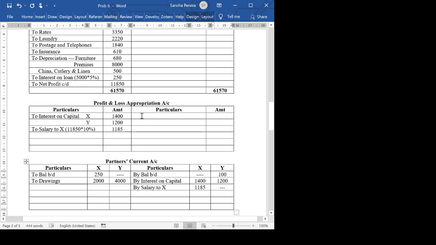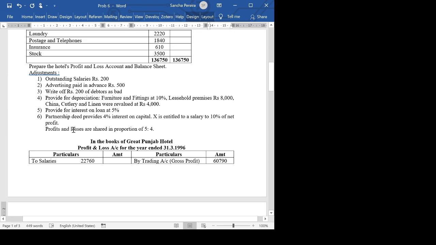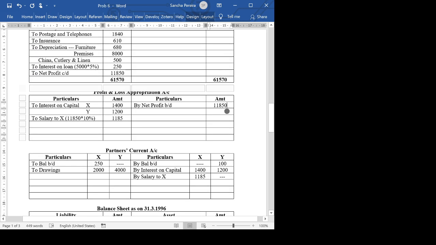Now bring down this net profit here. So by net profit brought down is 11,850. Okay, if I try to total this, I think that's it. Another thing is, they've said profits and losses are to be shared in the proportion of 5:4. So how do we do that? Now we have made all the payments, we have shown everything. There's nothing else except the division of profit. So 11,850 is my total here.